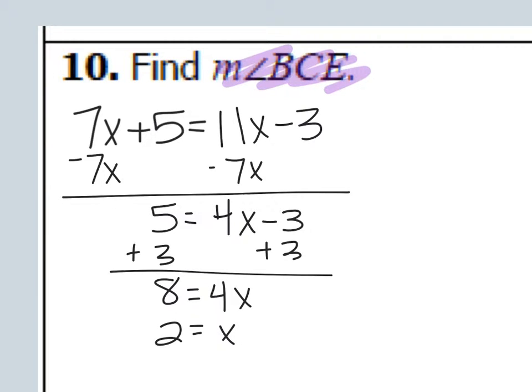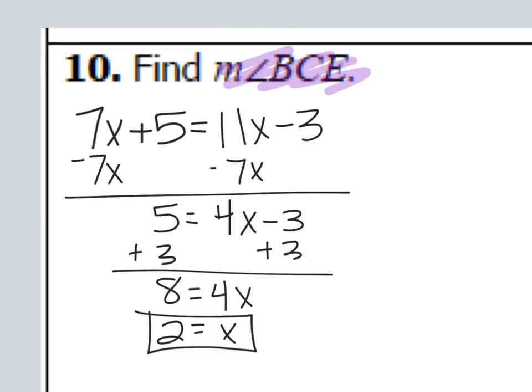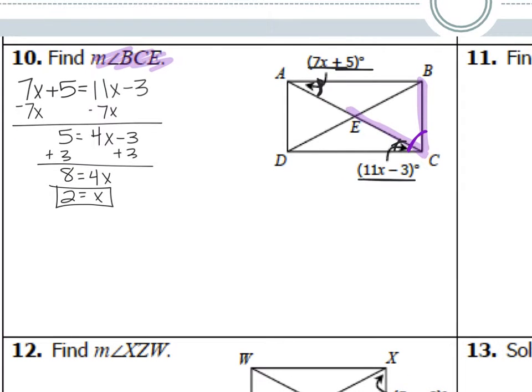X equals 2. Okay, but it wants BCE, and I know that whatever 11x minus 3 is, plus this mystery angle has to equal 90. So what I'm going to do is plug in the number 2 into this to figure out what that little mystery angle is.